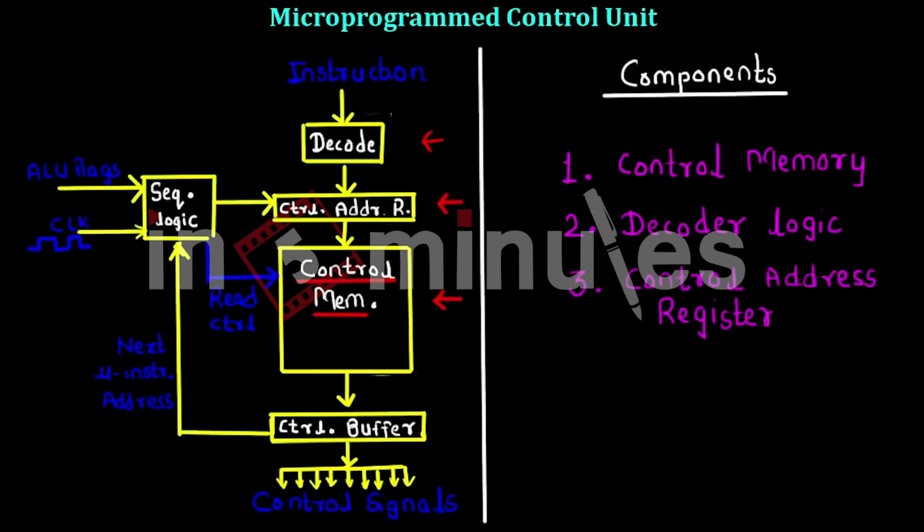Then we have the control address register. It is going to contain the address for the current microinstruction which is to be executed. So the current microinstruction, the set of current control signals, the address for that control sequence in the control memory is going to be stored in the CAR, or control address register. Finally, we have the control buffer register, which is going to contain the data fetched from the control memory, which is nothing but a microinstruction. So the control buffer is going to contain the entire microinstruction, and it can generate the control signals.